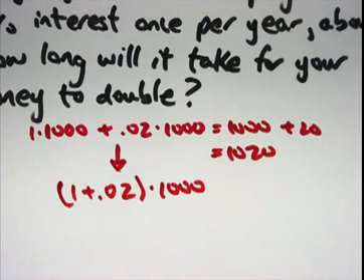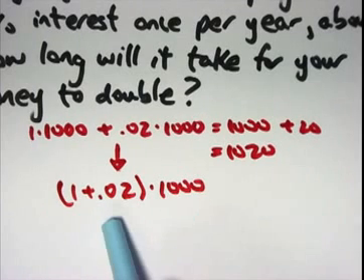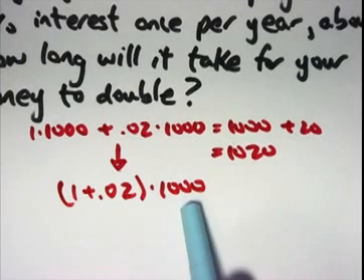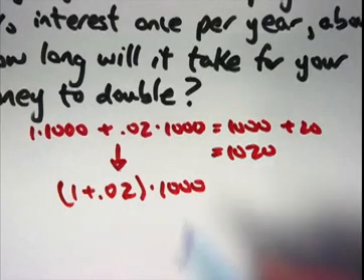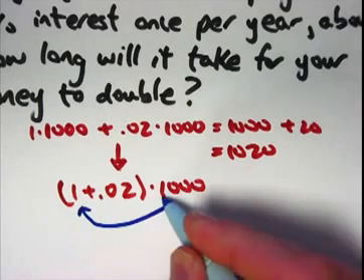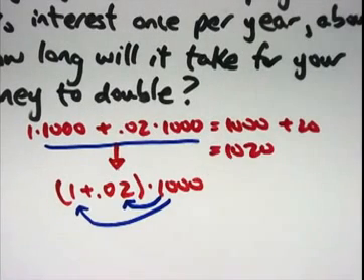Do you see what I did? Try going the other way. Try starting with something like this: 1 plus 0.02 in parentheses, times 1,000 outside the parentheses. Imagine using the distributive property. What does the distributive property mean? In this case, it says take the 1,000 out here and multiply it times each of those and then add the results. And that's exactly what this is.